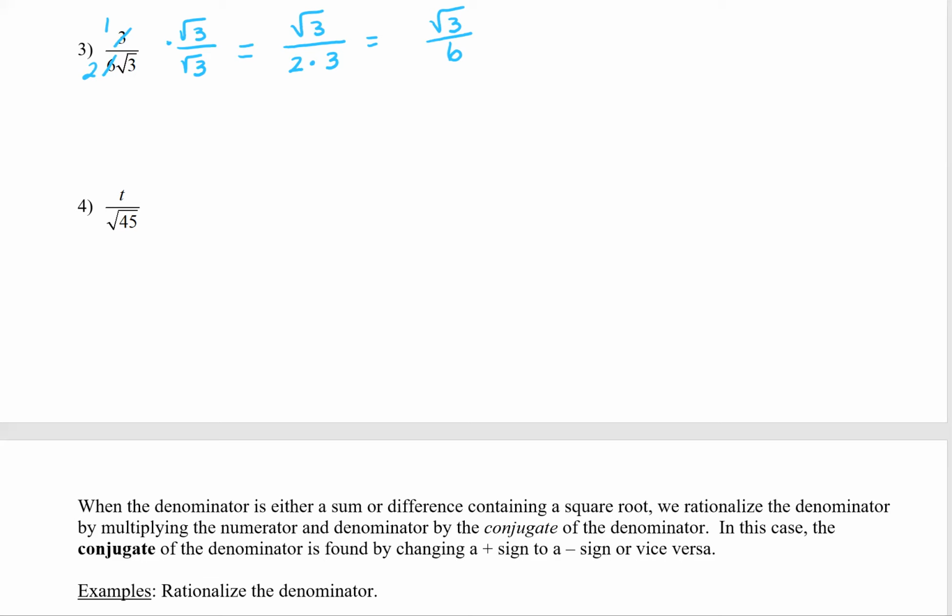Number 4, let's simplify this radical before we just multiply by the square root of 45 over the square root of 45. So that's going to be 9 times 5, 3 times 3 times 5. So this is the same thing as the square root of 5 over 3 square root of 5. So now I'm just going to multiply by the square root of 5 over the square root of 5 to rationalize the denominator.